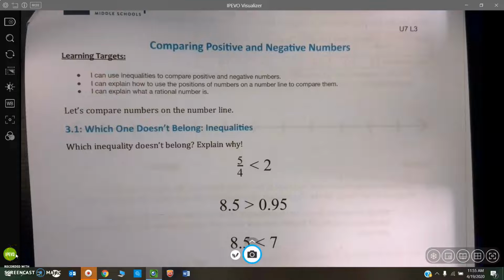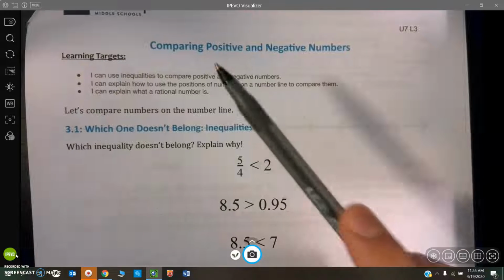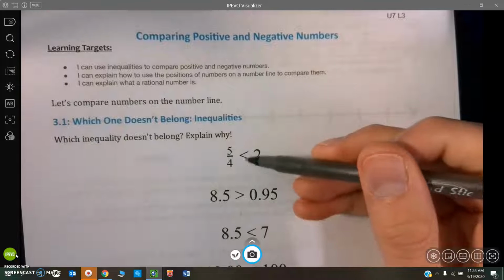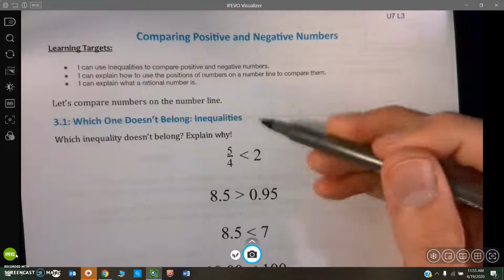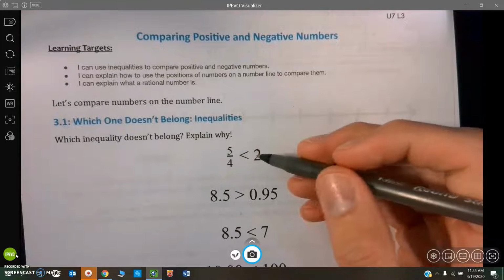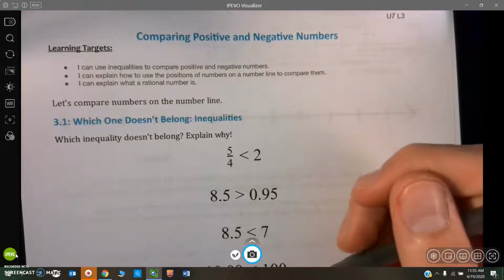The title of our lesson today is Comparing Positive and Negative Numbers. So we have 3 learning targets. Number 1, I can use inequalities to compare positive and negative numbers. So once again, inequality symbols are these little symbols over here, right? They mean either greater than or less than.